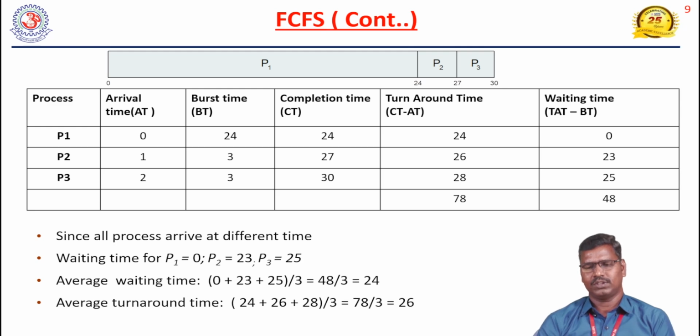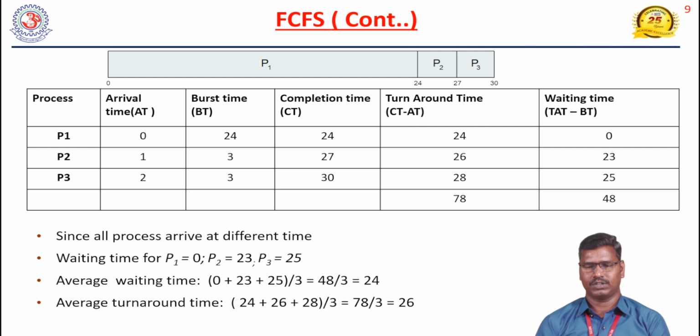This is the turnaround time for each and every process: P1 24, P2 26, P3 28. And next, the waiting time for each and every process. So the first process P1 will start now.